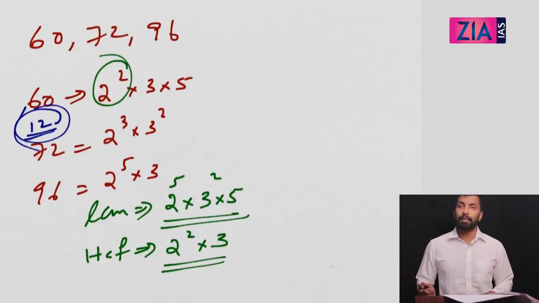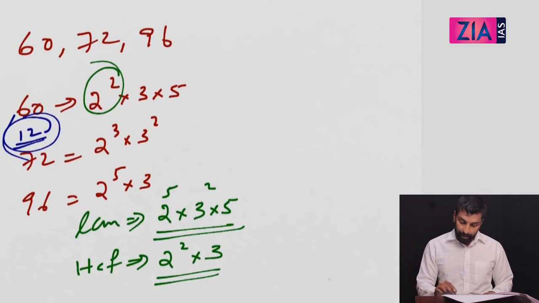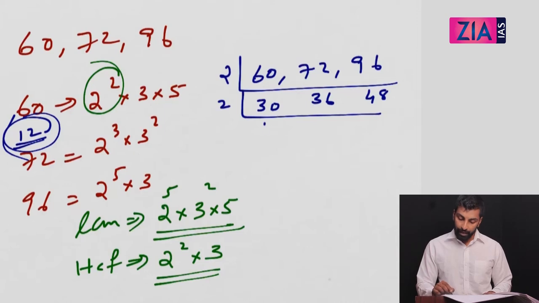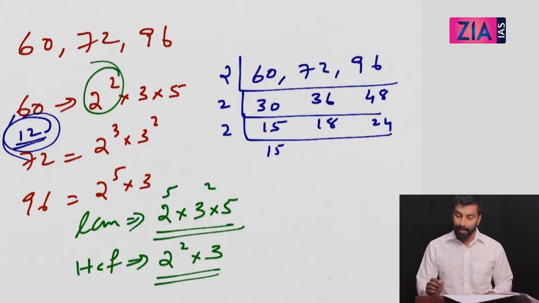Now, the other method is the long division method that you used to do. You will write it like 60, 72, 96. Then you will divide like this, right? You will start with 2. Why? Because 2 is the first prime number. Then you will get 30, 36, then 48. Again you will divide with 2. Then you will get 15, 18, 24. Further continue with 2. You will drop 15 like that because you cannot divide 15 by 2. Then 18 you get 9, 24 you get 12.